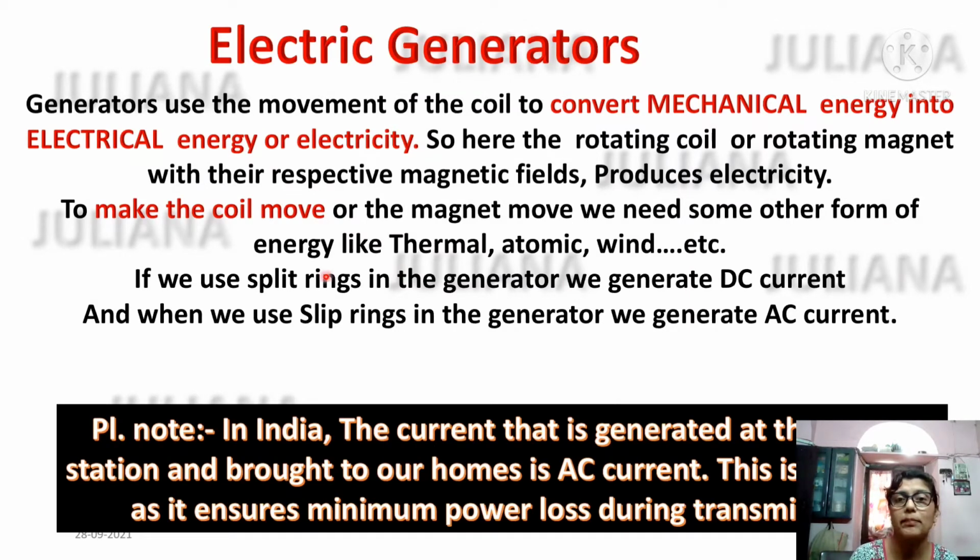Now if we use a split ring, then we will have DC current generated, and if we use slip rings, we will have AC current generated. In India, the current that is generated at the power station, normally thermal power stations or wind power stations, and that is brought to our home is normally AC current. This ensures minimum power loss during the transmission. Direct current will have a lot of loss of energy, but with AC alternating the direction every time, there will be minimum loss of electric current.